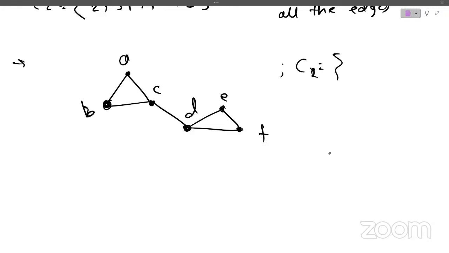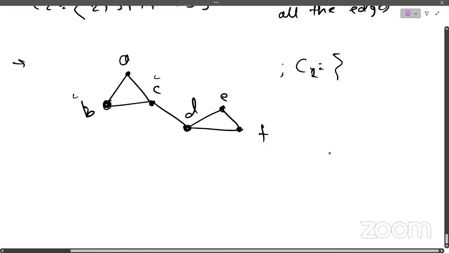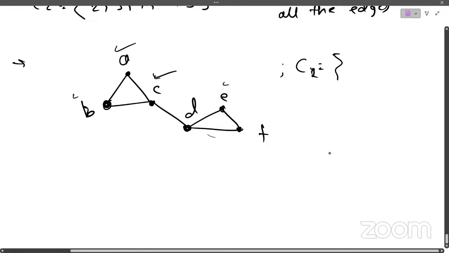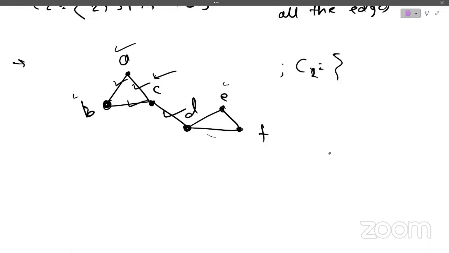B, C, E. But then this edge won't be covered, and also the edges between D and F. And between B, E, C, E, F. B, C, and A. Yes, A is also required. That's correct. A, C, then this edge will be covered, this edge is also covered, this also. Then you have to take two of them, E, F. Between the three, you have to take at least two.